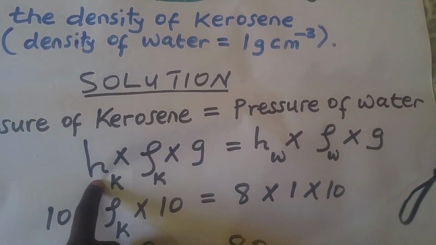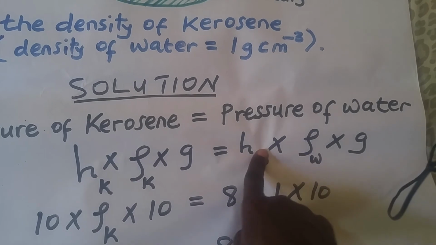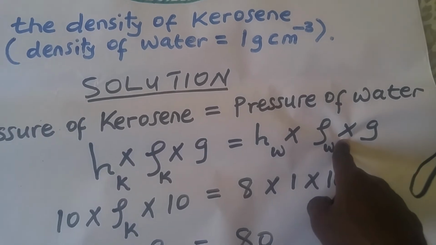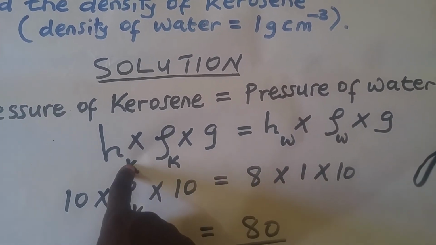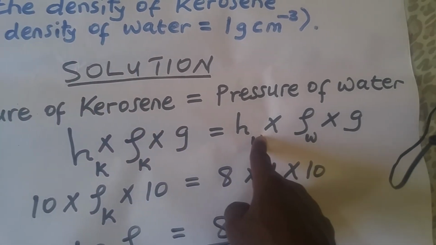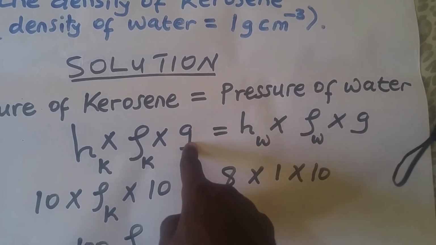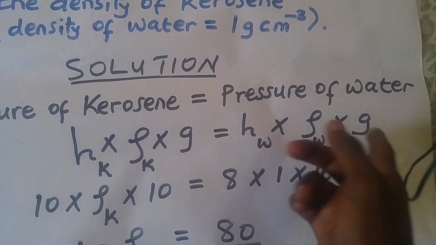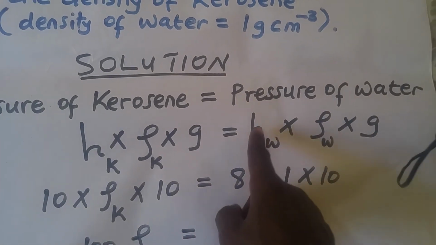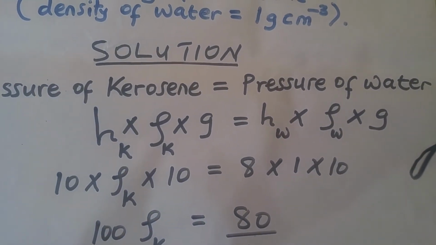So we shall say height times density times acceleration due to gravity is equal to height times density times acceleration due to gravity. Now, to make them look different, we shall put a K down here, meaning that this is the height for kerosene, this is the density for kerosene. This side is the height for water and the density for water. As you can see, you don't write K or W for the acceleration due to gravity because it is the same, it does not change. The liquid can change in height, it can change in density, but the acceleration due to gravity is the same. So we are now going to substitute.